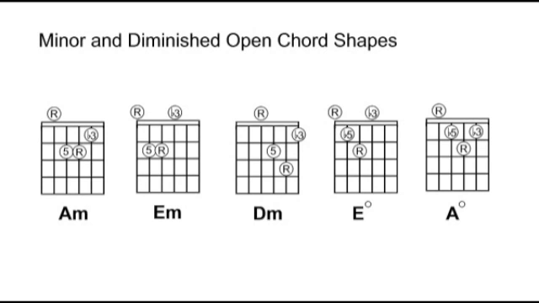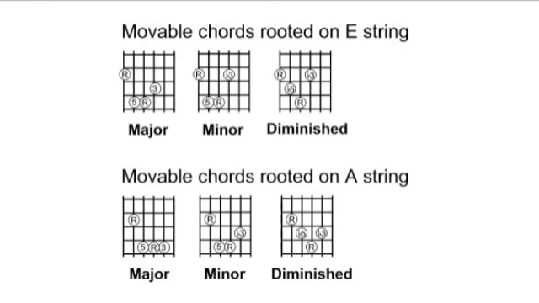I should stress that there are many possible ways of fingering each of these chords on the guitar, but for the sake of simplicity, I recommend sticking to these open shapes as far as possible for this exercise. Then use one of the following movable shapes for the chords that you can't cover with the open ones. That'll make more sense a bit later. But here are the movable shapes.